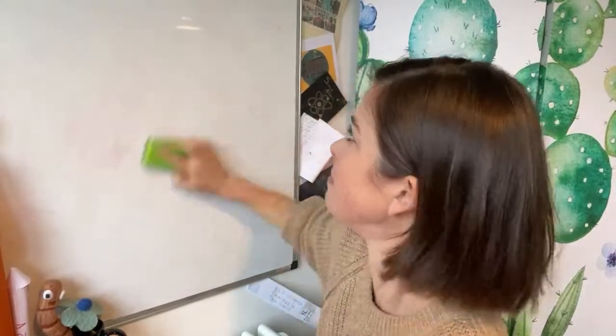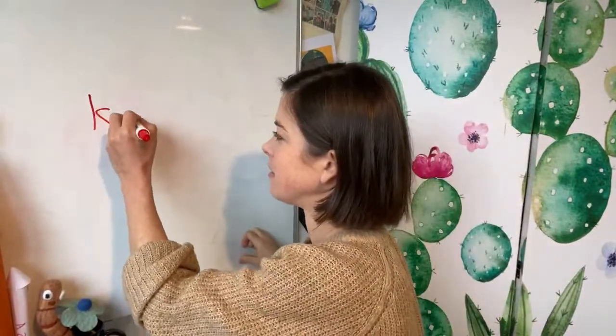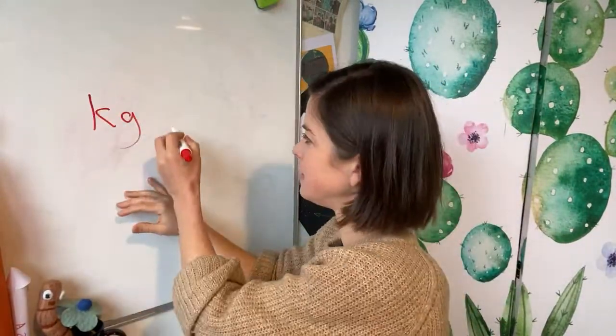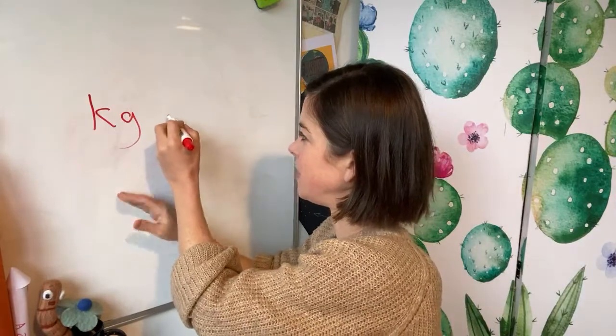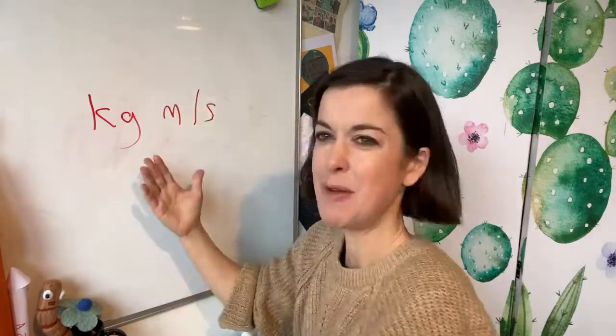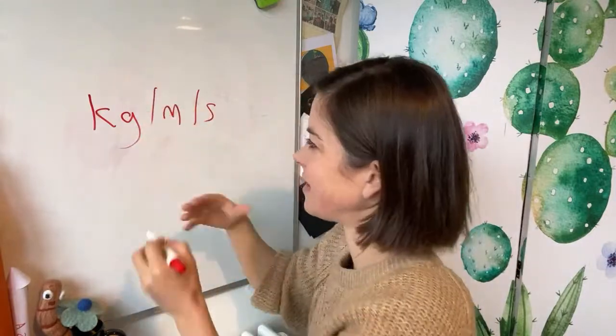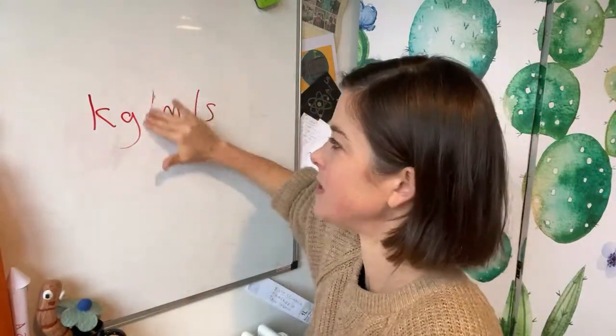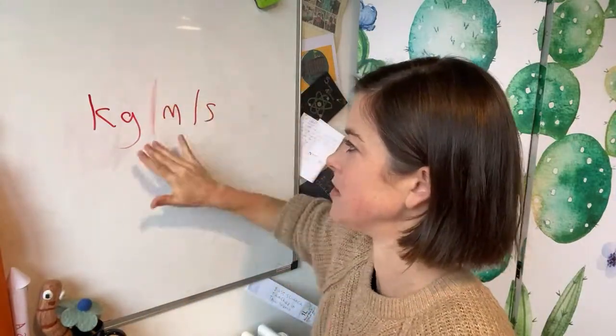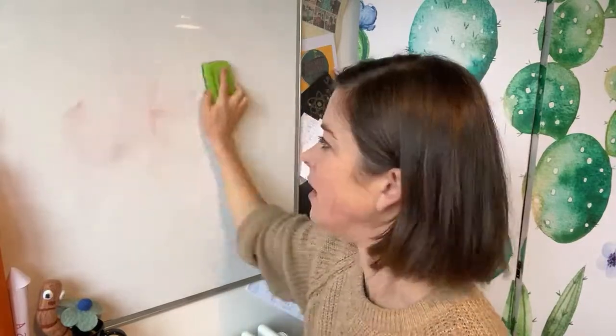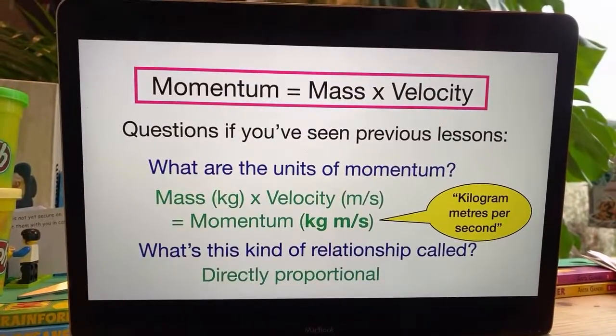So momentum is mass, kilograms, times velocity, which is meters per second. Be careful, you want to say kilograms per meters per second, but the equation isn't dividing, the equation is times. So you just don't put anything there. Kilogram meters per second, we'll be saying it a lot. And what's that relationship called? It is a directly proportional relationship.